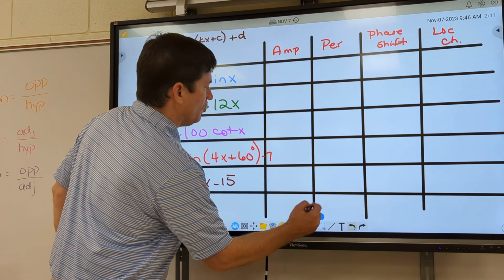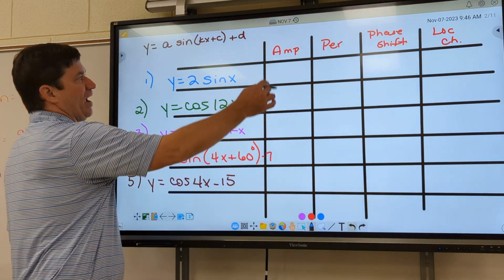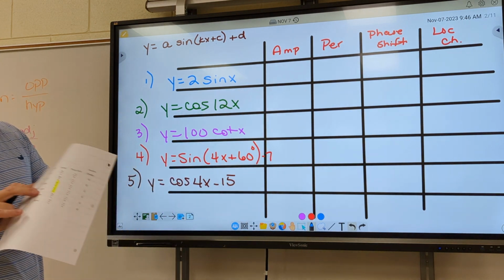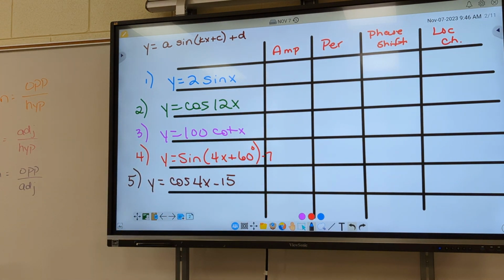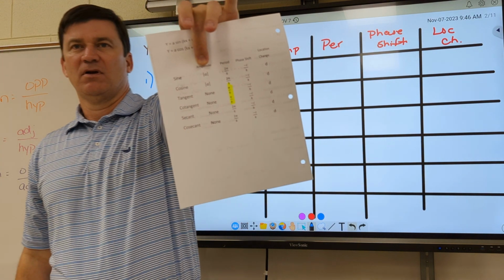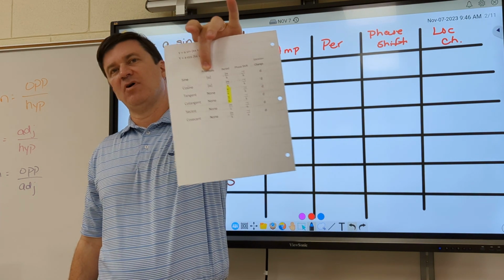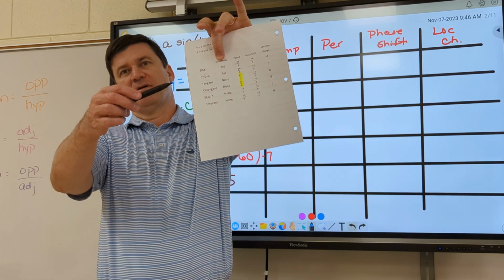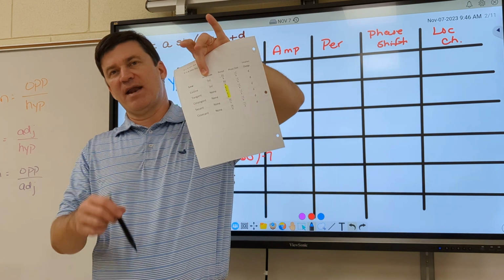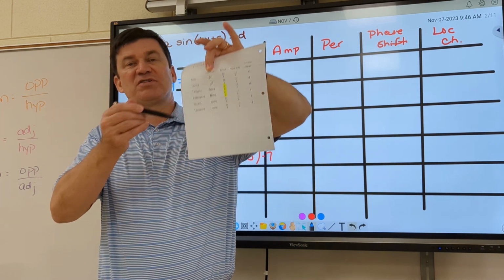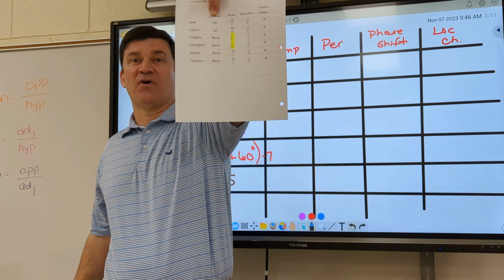All right, so here's what we do. We're going to do amplitude first, Samari. Okay? Amplitude, look on your formula sheet right here. Look at the column for amplitude. I'm showing you right here on my paper. The only ones that have an answer for amplitude are which ones? I'm waiting on Samari to look at it. She's still busy. It's sine and cosine are the only ones that have an answer for amplitude.